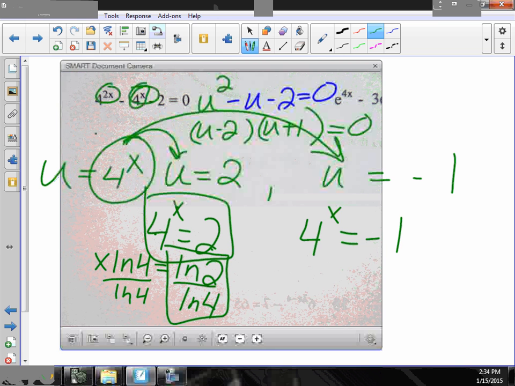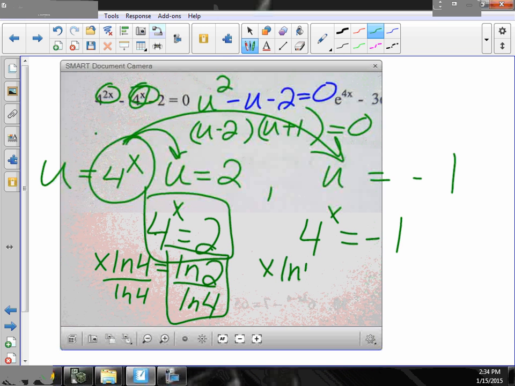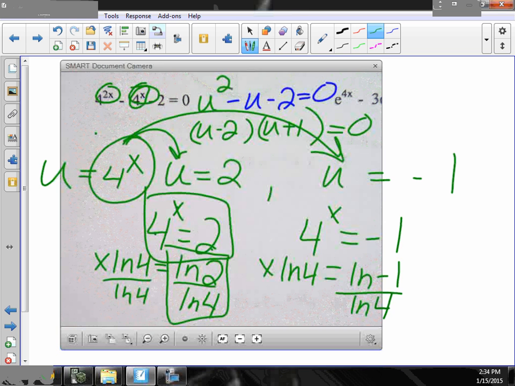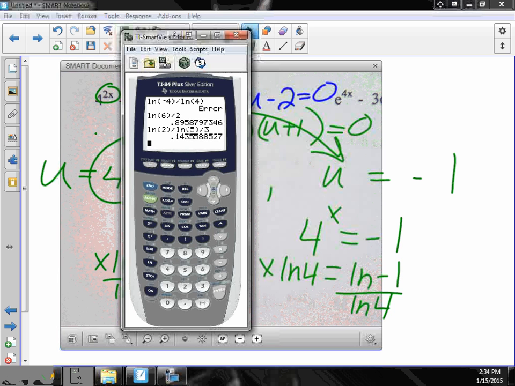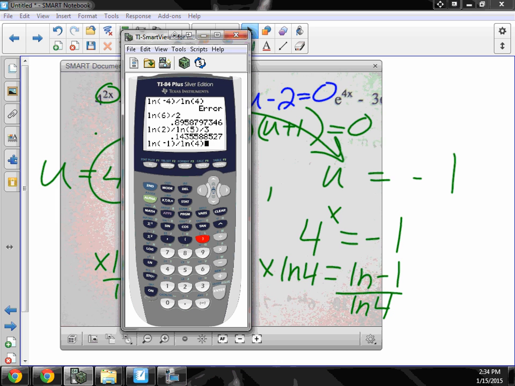Okay. So now, over here, x ln 4 equals ln negative 1. So I'm going to divide by the ln of 4. So ln of negative 1 divided by the ln of 4. Uh-oh, what did I do wrong? Why can I not do it? It's not i.